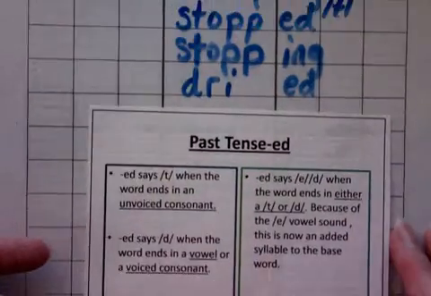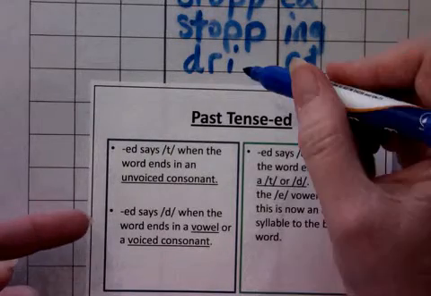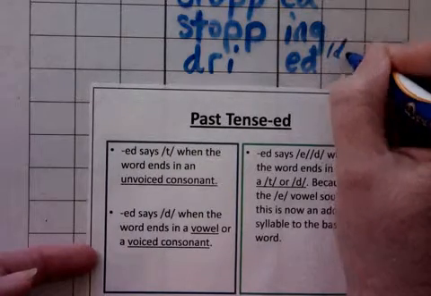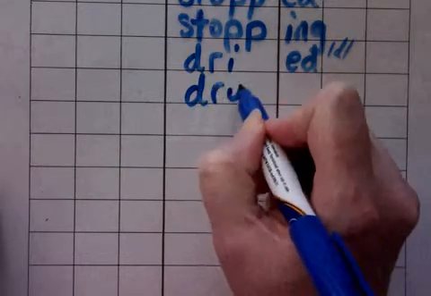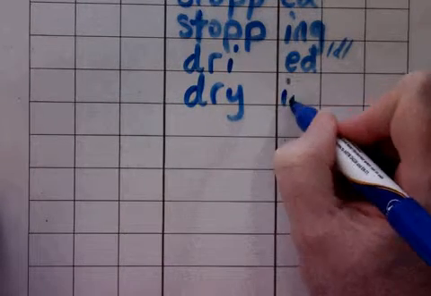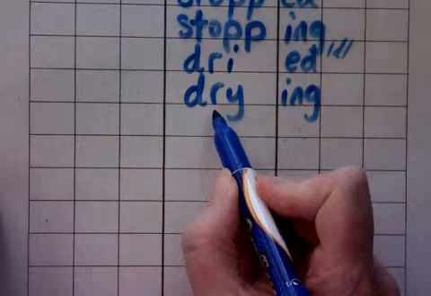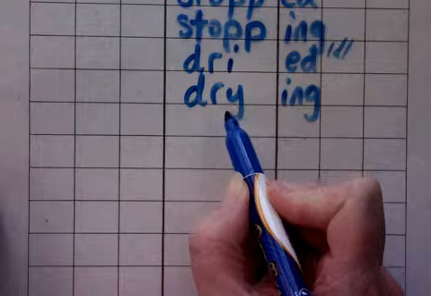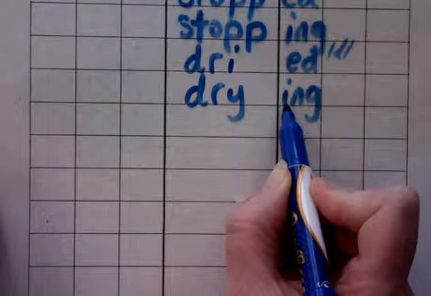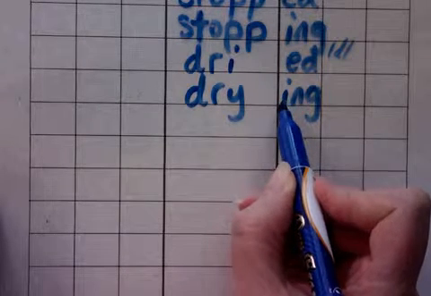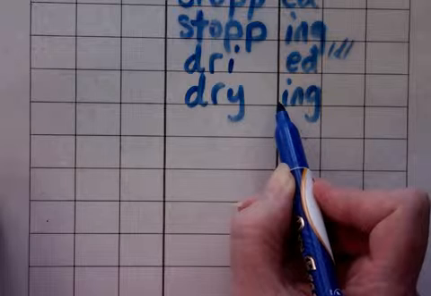Dried ends in a vowel sound. The base word is a vowel sound, I, so it has the D sound. Dried. Let's do drying. The base word is dry, and our suffix is ing. There's a consonant before the Y, so you would change the Y to an I, except for when the suffix starts with an I. So we do not change it because there's an I here. We don't want two I's together. Very few words have two I's together.